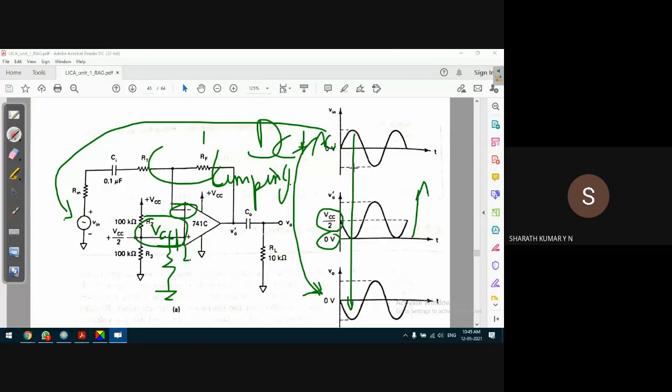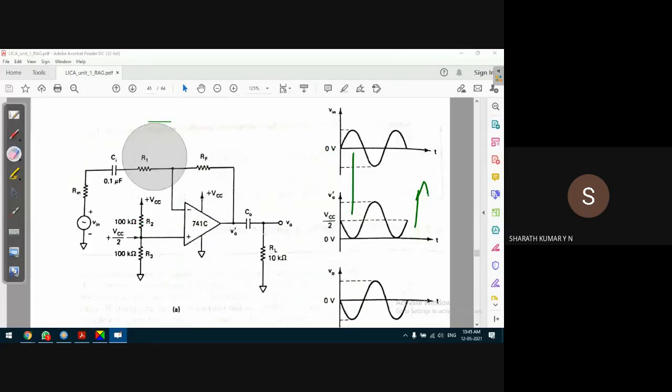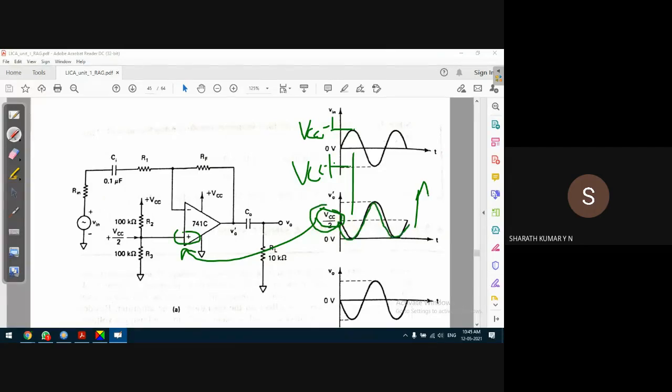In this normal circuit, assuming that the output is saturating, what I mean by output saturating is, let us say this is plus VCC and this is minus VCC. Actually, it is VCC minus 1, not VCC. In this situation, if you add VCC by 2 as the non-inverting input voltage, then the waveform will be shifted upwards, positive clamping, by a value of VCC by 2.